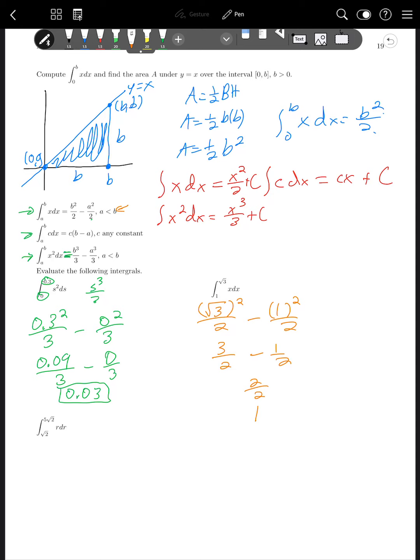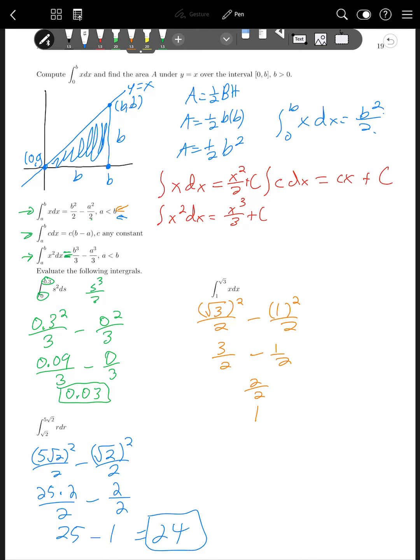Okay, and the last one, here I have an r, so that means I'm using this first formula again, right? R dr. So that would be 5 root 2 squared over 2 minus the square root of 2 squared over 2. 5 root 2 squared is 5 squared, 25, times root 2 squared, which is 2, over 2, minus 2 over 2. Simplify, and you get 25 minus 1, which equals 24. Okay, so that's the idea.